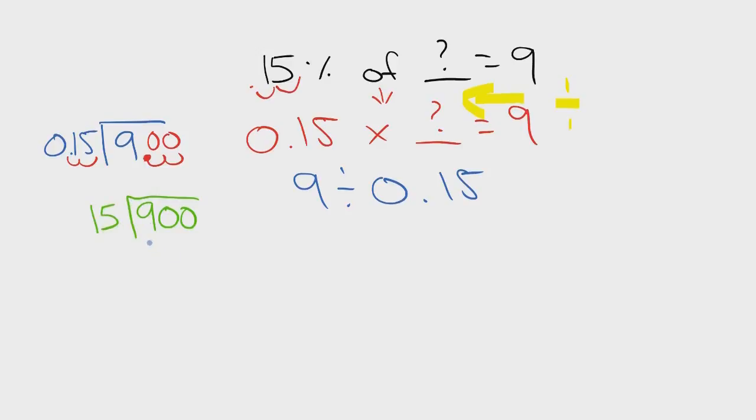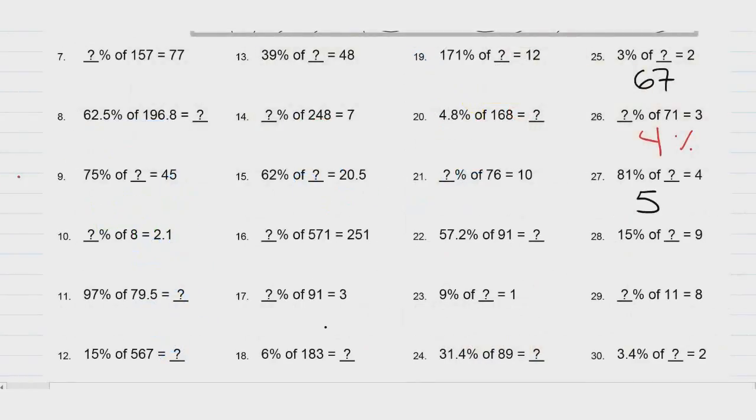9 is too small, but 15 goes into 90, what, 6 times? 6 times 15 is 90. So we subtract, we get 0, bring down the other 0, and it cannot go into 0, so it's 0. The answer is 60. 15% of 60 equals 9. Over here, we are going to write 60. 2 more left. Woohoo!